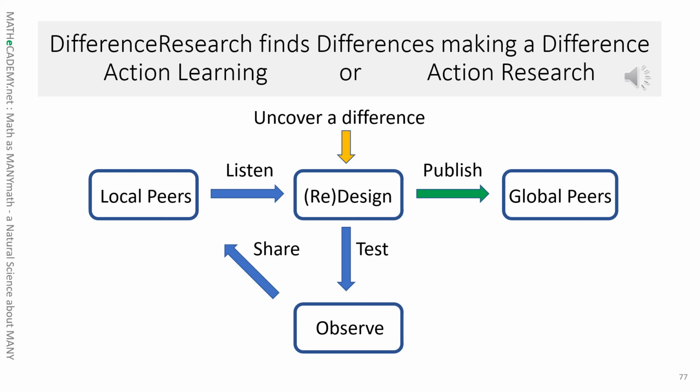By using action learning or action research, uncover a difference by asking, is this so, by nature or by choice? Design a microcurriculum, including the difference. Test the microcurriculum. Observe what difference the difference makes. Share your observations with local peers. Listen to their comments, and then redesign the microcurriculum.